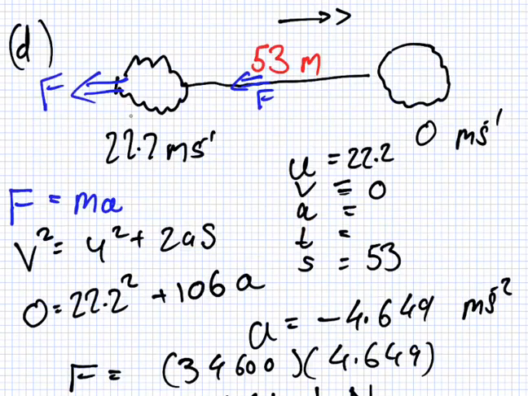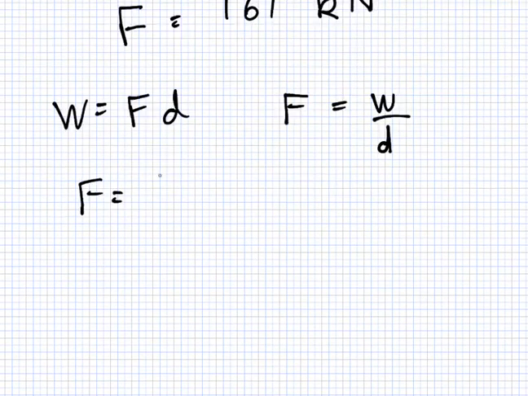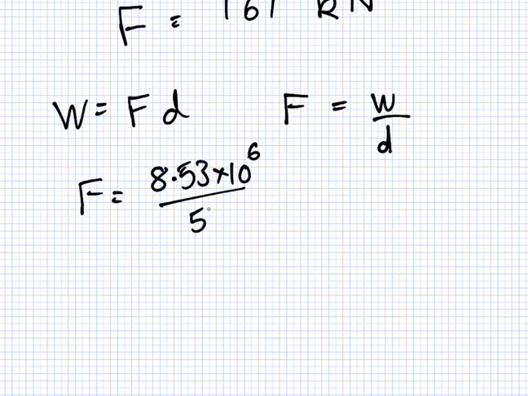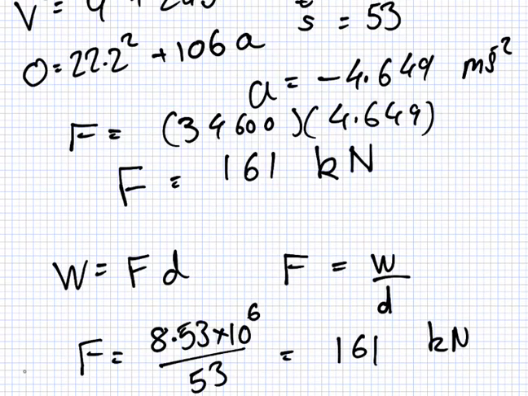So if I do now 8.53 times 10 to the 6 over 53, you know what answer I get? 161 kilonewtons. Exactly the same. So this is, if you want, the second method of doing it. Much nicer and much quicker actually. I forgot about that one.